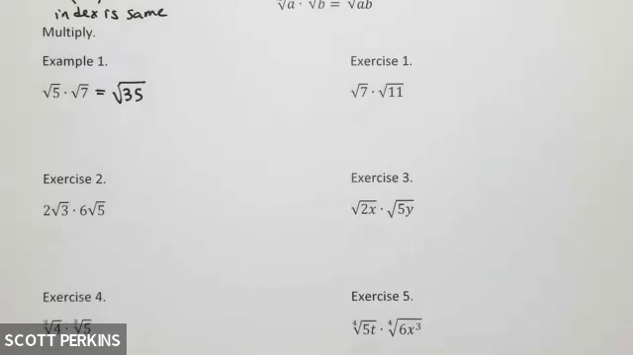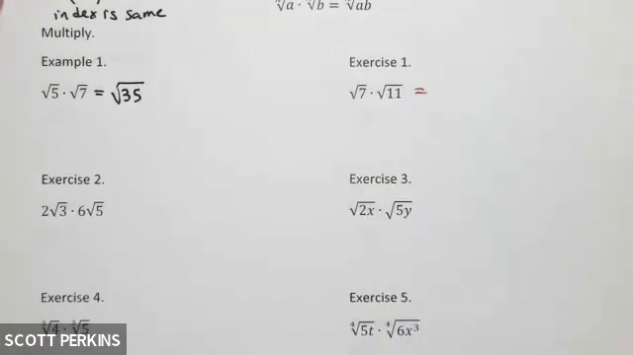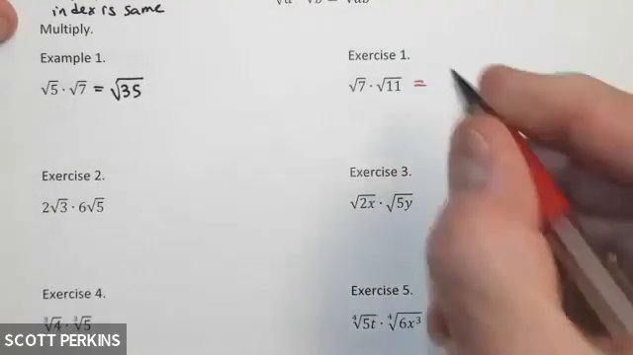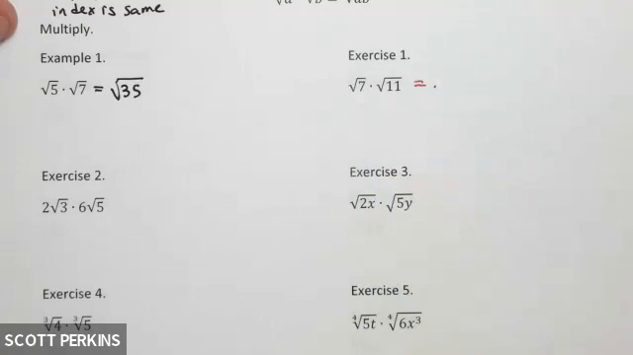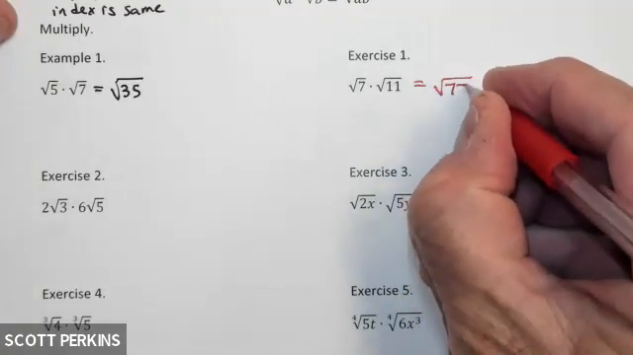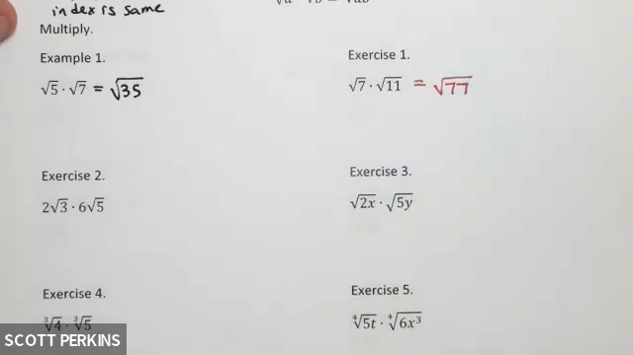Okay, you tracking with me so far? If you're not, let me know. That's why we're here. Do exercise 1, please. So when you do exercise 1, again, I want you just to get in the habit noticing that both those indexes are the same. And so then I get what as my answer here? Yep, square root of 77. Well done, beautiful. So there we go, square root of 77.